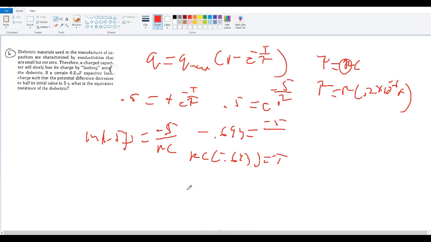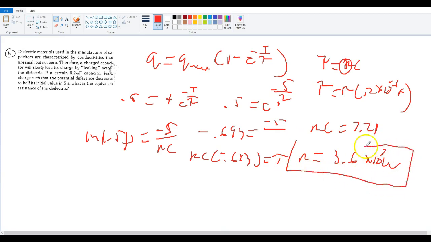Negative 5 divided by the ln of 0.5. We're going to get RC is equal to 7.21. And now we know C, so we're going to divide out the C. We're going to get R is equal to an insane number of roughly 3.6 times 10 to the 7th ohms. That's good because a dielectric is supposed to be as close to not leaking as possible. So a very high resistance should be expected for this equation.